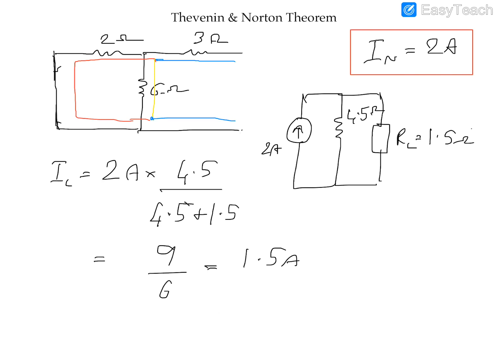So now I've already got my load, which has a 1.5 ohm resistance. If I hook it up, I can tell I got a current of 1.5 amperes flowing through here. So now you know that using Norton's theorem and Thevenin's theorem is pretty much interchangeable.